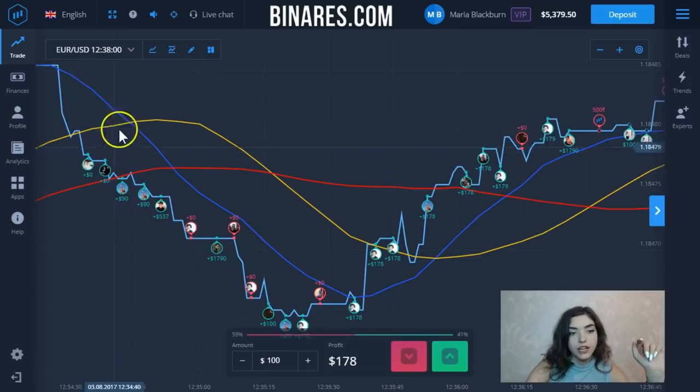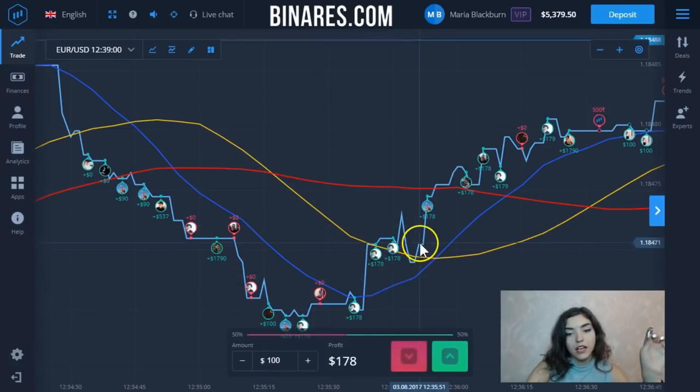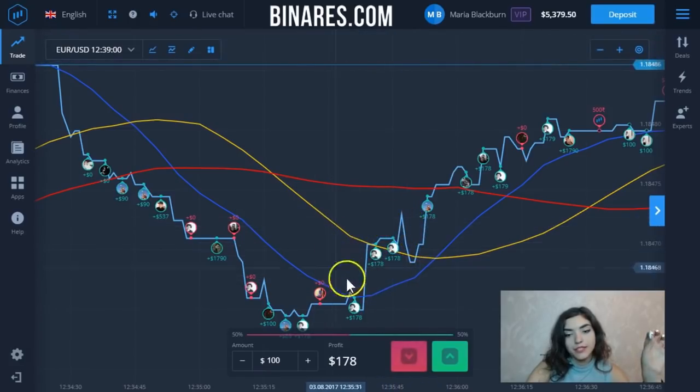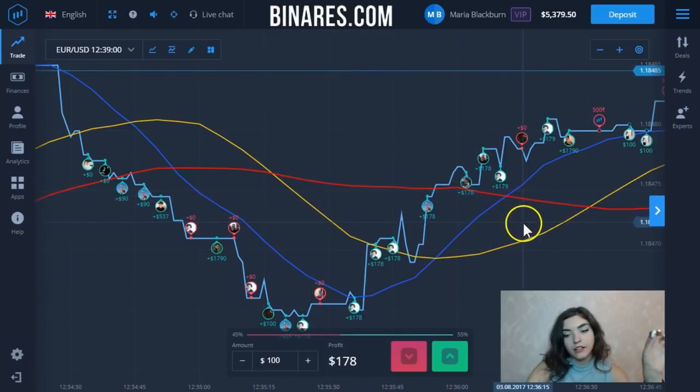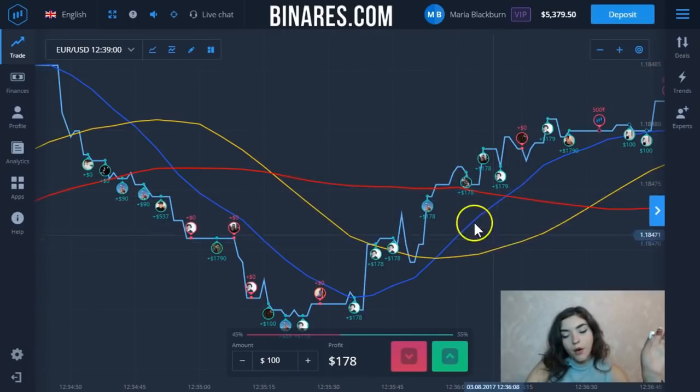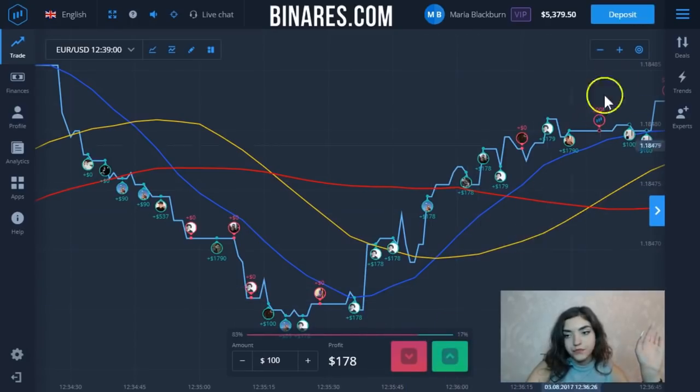So if the intersection is above the red line, the moving average of the trend, this is a good moment to buy put option. Put option is red button. And the another moment when we see the intersection of these 2 lines, the blue and yellow line, is below, is under the red line, that is good moment to buy call option. Call option is green button.